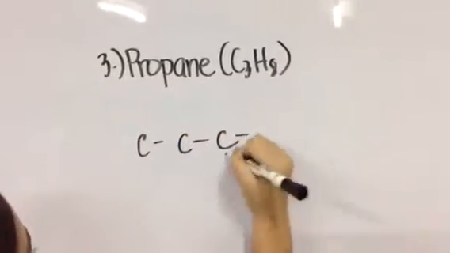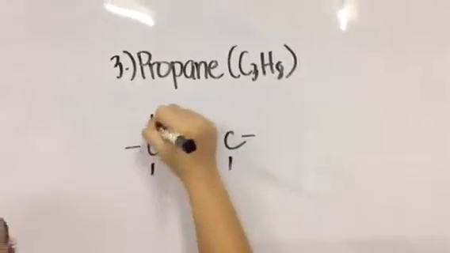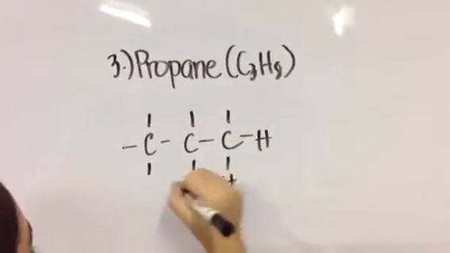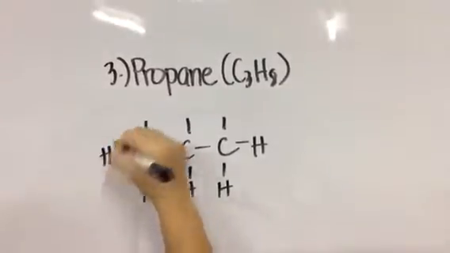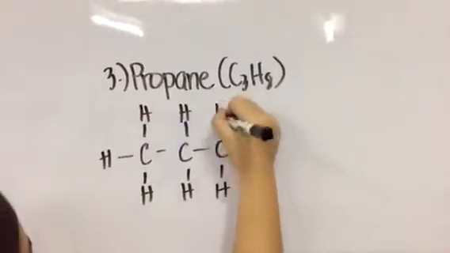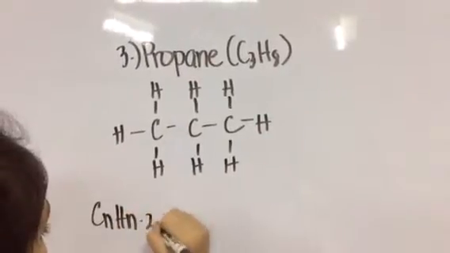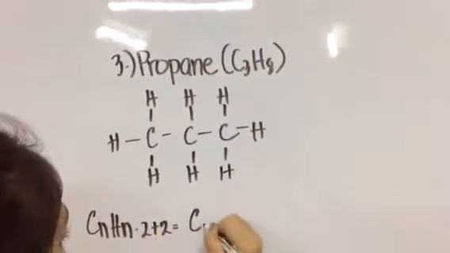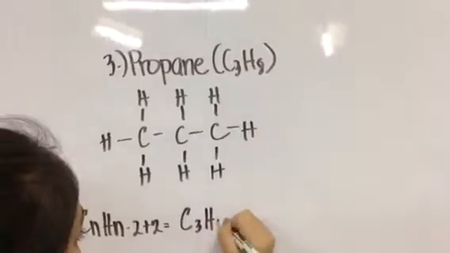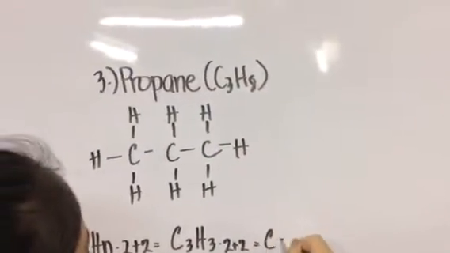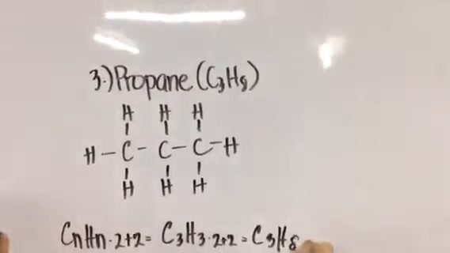And for the propane, or also known as C sub 3 and H sub 8, first you put the structural formula, C dash C dash C, and H for hydrogen at all sides. So H, H, H. Then you put the formula C sub n and H sub n times 2 plus 2. Then you substitute C sub 3 and H sub 3 times 2 plus 2. So the answer would be C sub 3 and H sub 8.